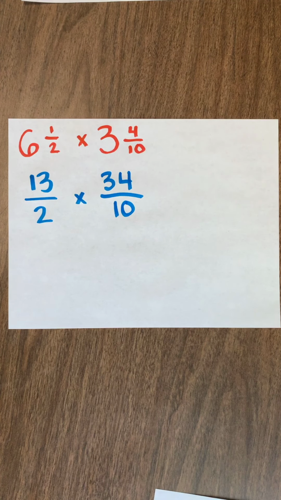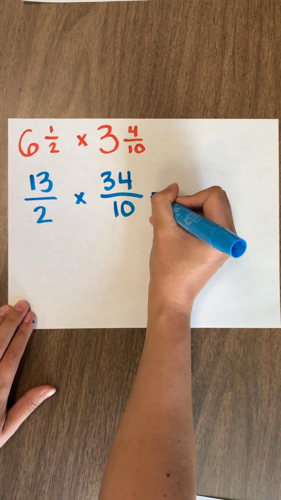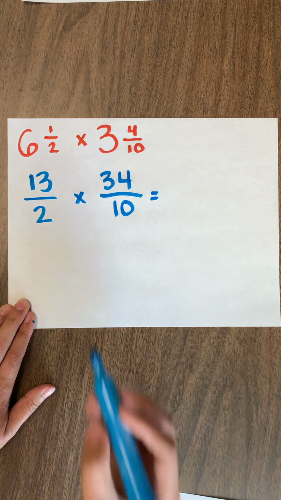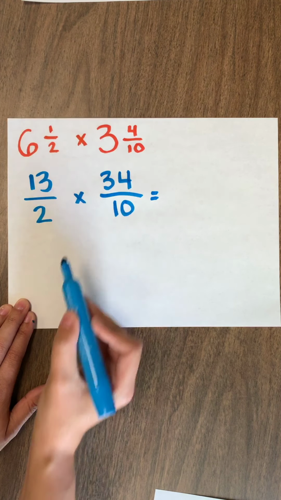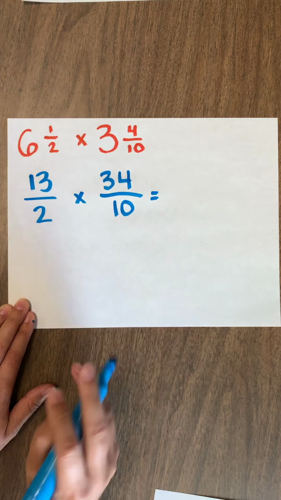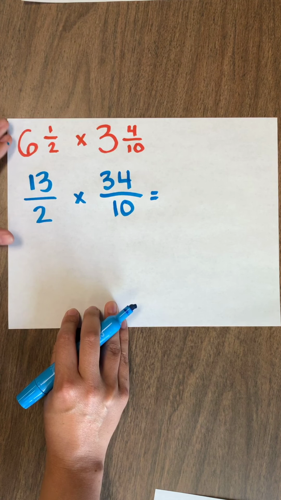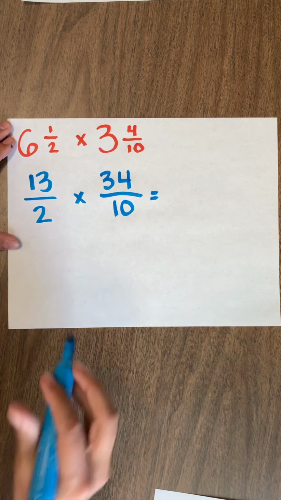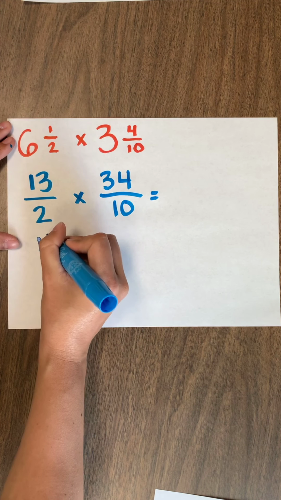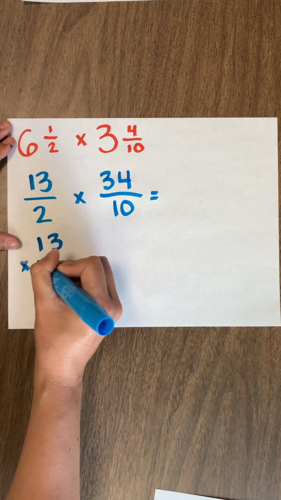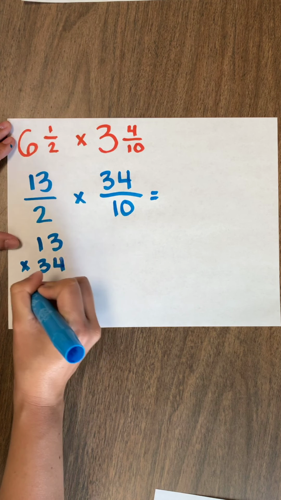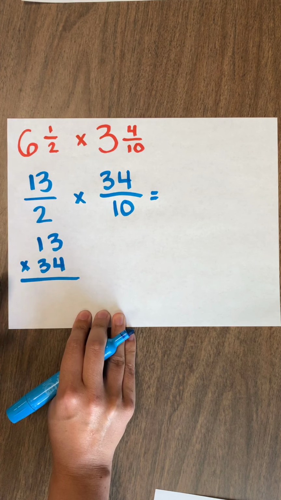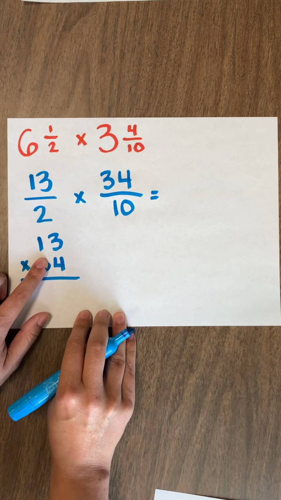So 34 over 10. Now we know that when you multiply two fractions, you start by multiplying the numerators, then multiply the denominators. So let's start with our numerators. 13 times 34. Now that's not basic multiplication. It's a big problem, so I'm going to stack mine just to make sure that I'm being accurate. So here we go. I'll cover the tens place for now.